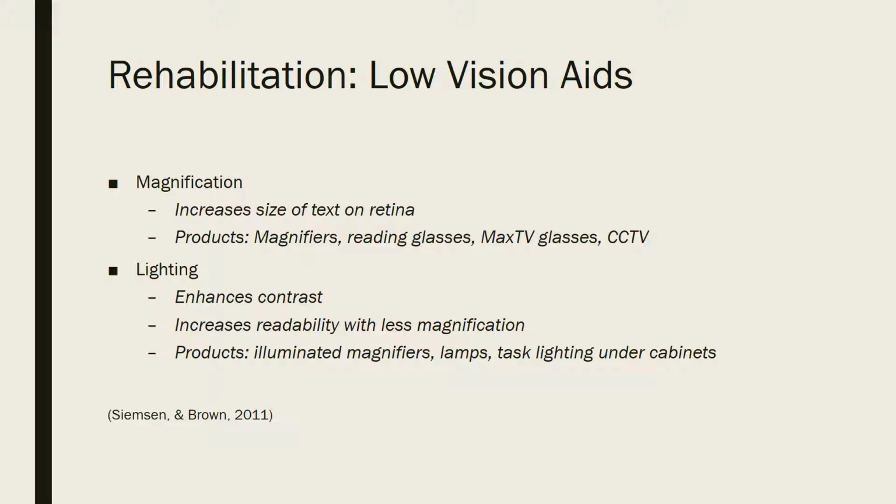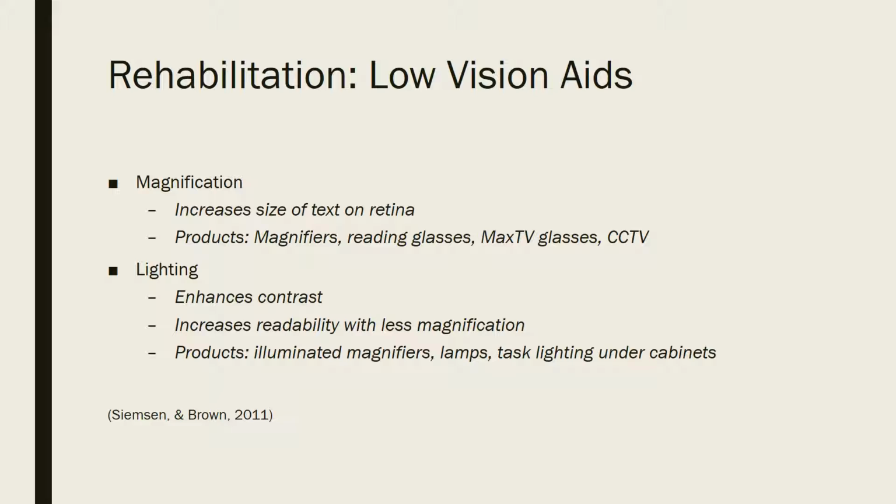Low vision aids that are regularly used to help people with macular degeneration discriminate text or read text more efficiently are magnification and lighting. So magnification increases the size of the text on the macula and retina, which in turn increases the likelihood that that text will project on a healthy section, and therefore the person will be able to read that text. Popular magnification products are handheld magnifiers, reading glasses, Max TV glasses, and CCTVs.